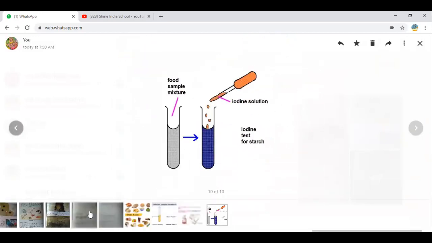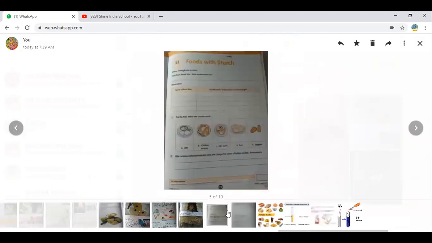Yes. Now we are going to discuss our worksheet. First one, activity, testing food for starch. Hypothesis: food that I think cannot contain starch are. What are the food items that contain starch? We are going to write it.